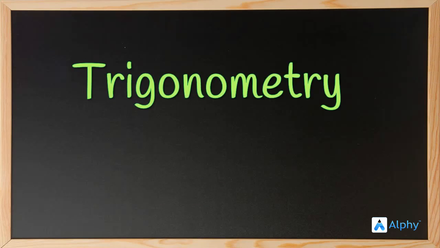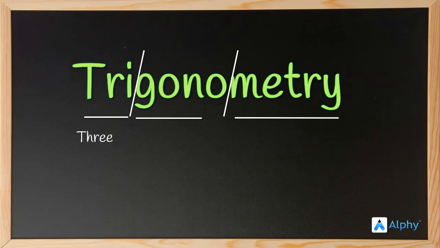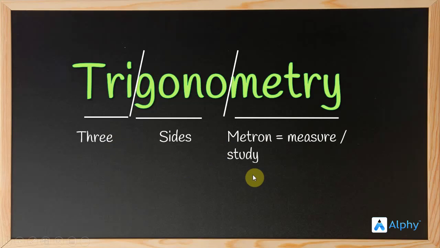The word trigonometry can be split into three Greek words. The first word tri means three. The second word gono means sides. And the third word metron means measure or study. Now what can you infer from these three words? How can you define trigonometry using these three words? You can say it's a measure or a study of a three-sided figure.